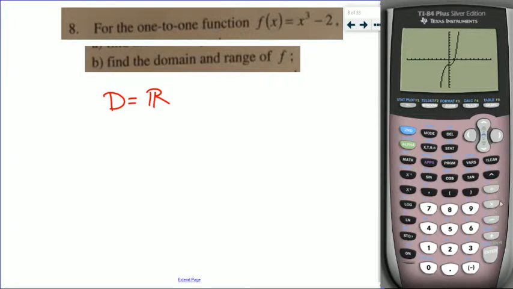So there's no real reason to assume it's going to turn around because it doesn't. So it's just going to keep going down forever and up forever. So our range is all real numbers. Our range is all the y's that it's going to take, which is all of them. All real numbers. Okay? So there's the domain and range of our function f. On to part C.